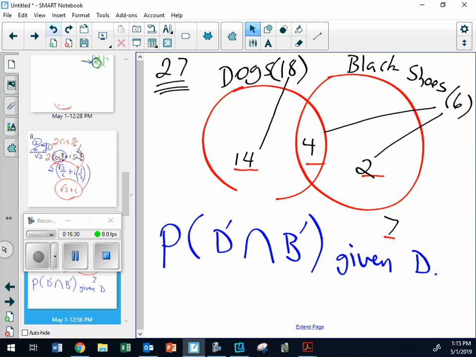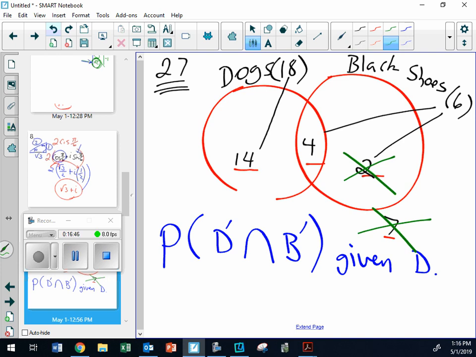Would you agree that as soon as I said given D, this and this weren't possible? Are you with me so far? As soon as I said given D, those two are out. That's what you should do. Now you won't by accident use the 2 or the 7, which you would if you did it wrong.